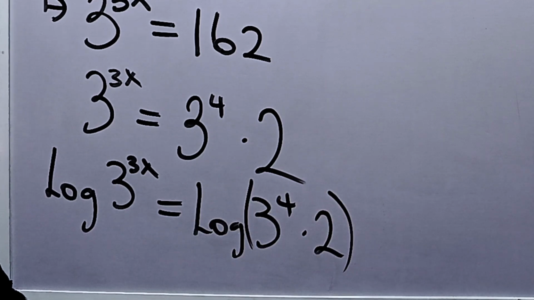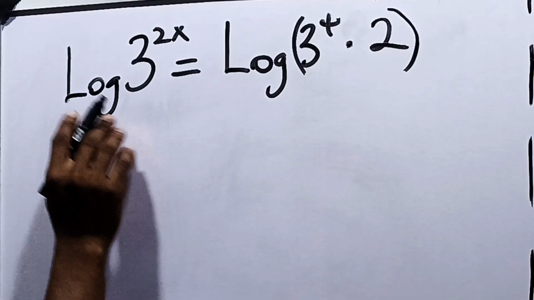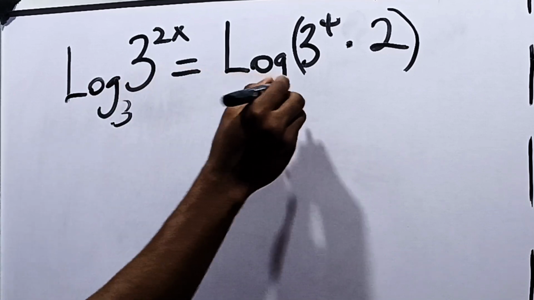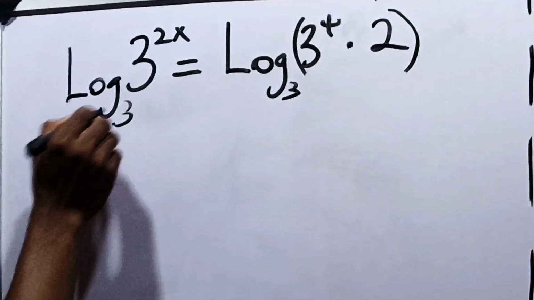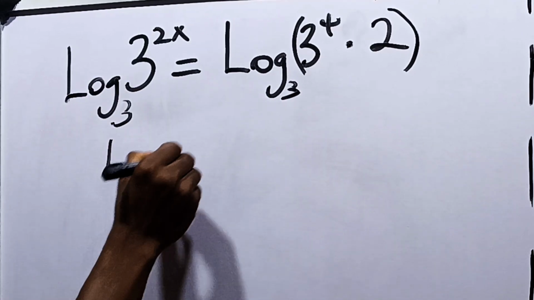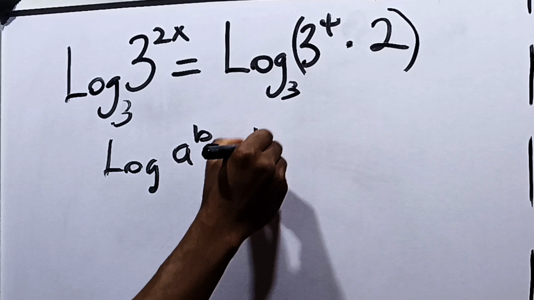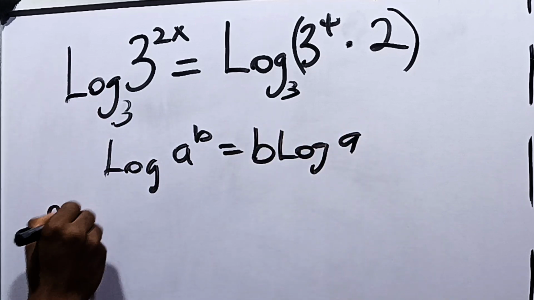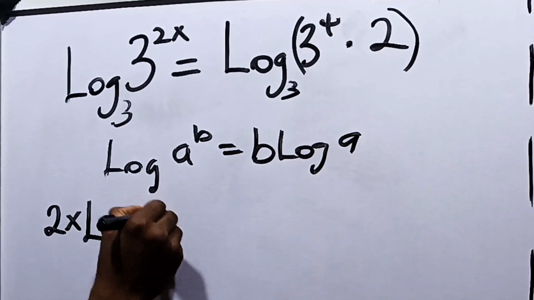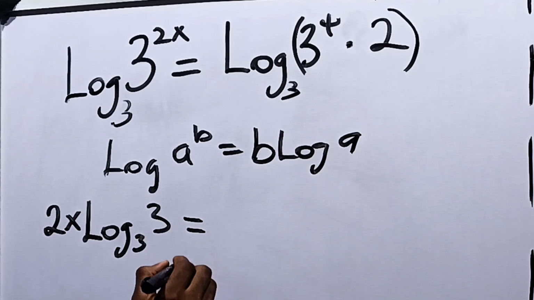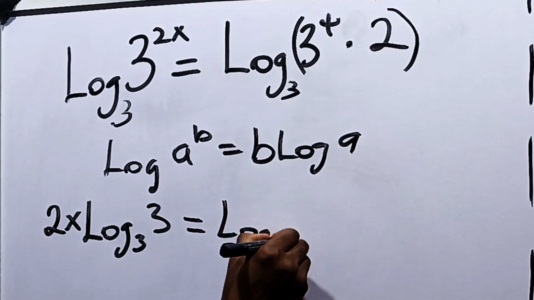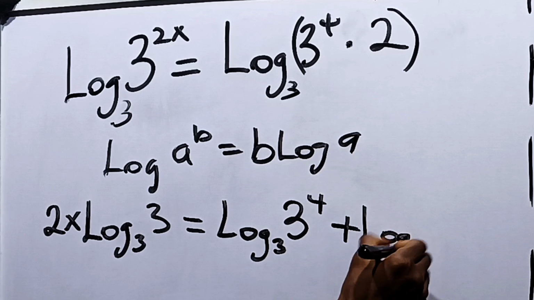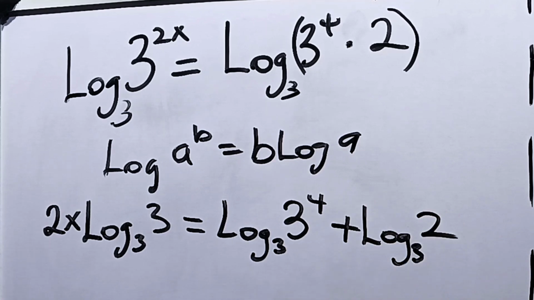Moving on from here, the logarithm we are taking, let's take it in the base of the number carrying x. So the number carrying x is 3, so we are taking the logarithm in base 3 of both sides. When you have logarithm of a raised to power b, it's equal to b multiplied by logarithm of a. Applying this law here, we now have 3x multiplied by log 3 base 3 is equal to logarithm in base 3 of 3 raised to power 4, plus logarithm in base 3 of 2, so we split this log.